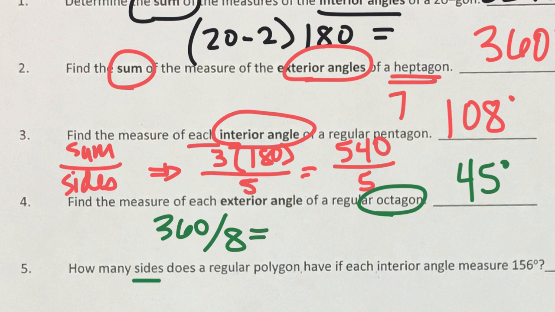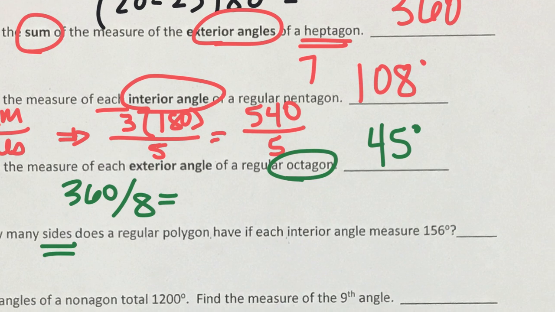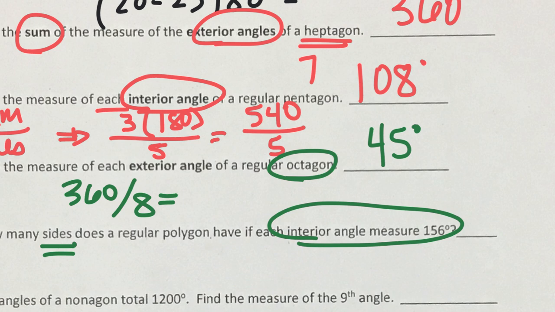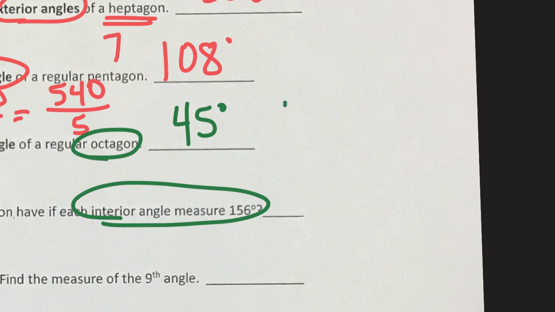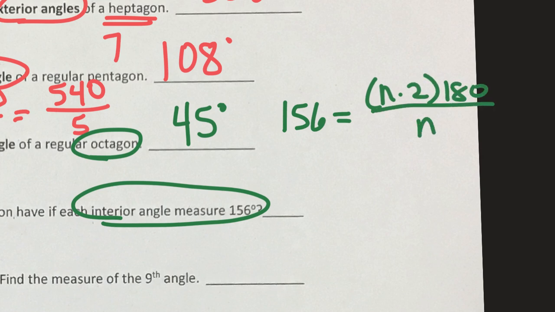Okay, number 5. How many sides does a regular polygon have if each interior angle measure is 156? There are a couple of ways we can do this. We know the interior angle measure is 156, so 156 equals n minus 2 times 180 over n. Since we don't know the number of sides, we have to solve that equation. Now, are you pretty good at your algebra? Are you confident in being able to solve this for n? Maybe not. So let's think about another way.